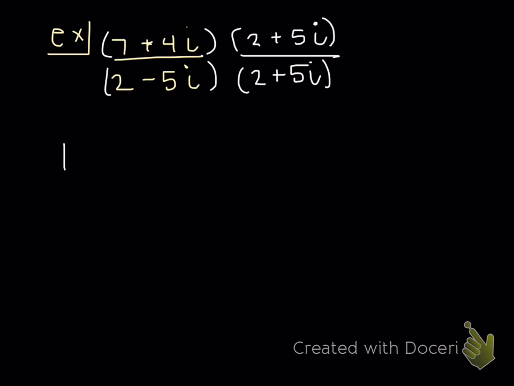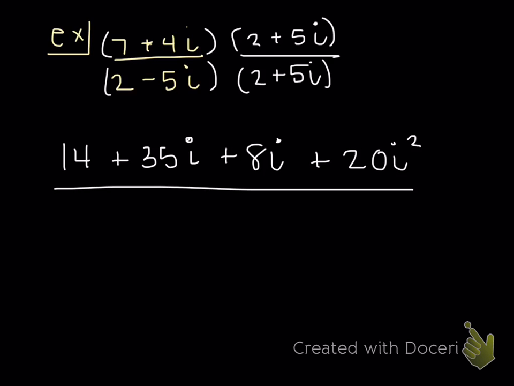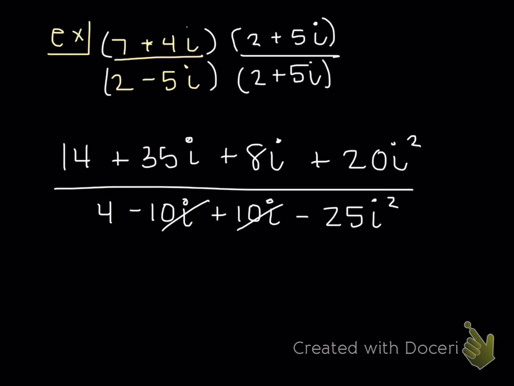In the top, I'll get 14 plus 35i plus 8i plus 20i squared. In the bottom, we'll get 4 minus 10i plus 10i minus 25i squared. And notice in the bottom, these two terms will cancel. You always should have something like that happening. And i squared is equal to -1.